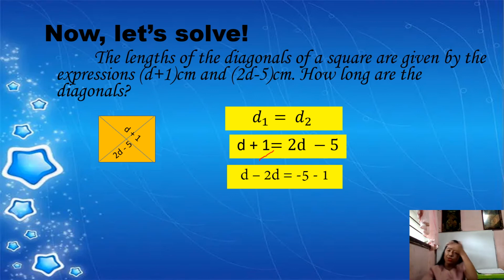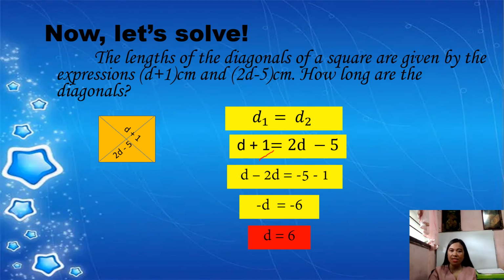Now, d minus 2d is negative d. Well, negative 5 minus 1 is negative 6. So we have negative d equal to negative 6. To make it positive, just multiply or divide it by negative 1. So we have d equals 6.